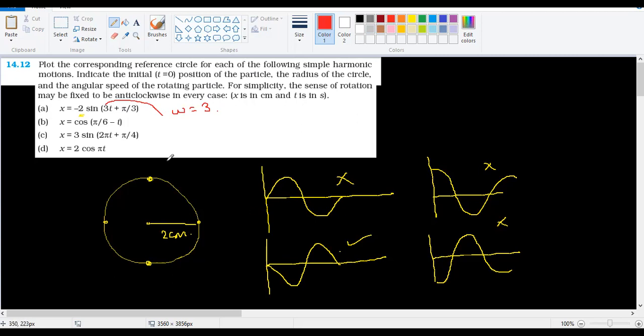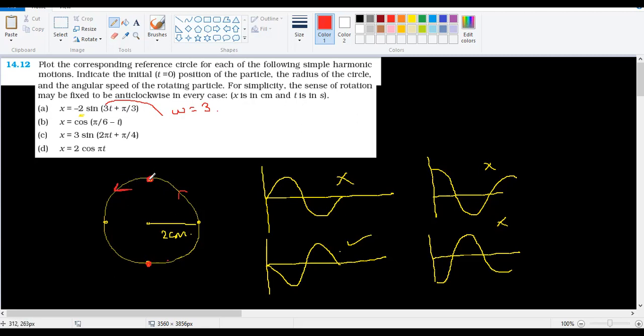Minus means, listen carefully, since it is a minus, I am actually going in the negative displacement. I would take this as positive displacement, this as negative displacement. So since I'm going in the negative, right? They said take the sense of rotation as anti-clockwise. So anti-clockwise means it's going this way. So that means since it is going negative, right? Should I start from here or should I start from here? What do you think? If I start from here, anti-clockwise means it will go this way. So it will go to the positive direction. But I want to go in the negative direction. So that means I have to start from here.